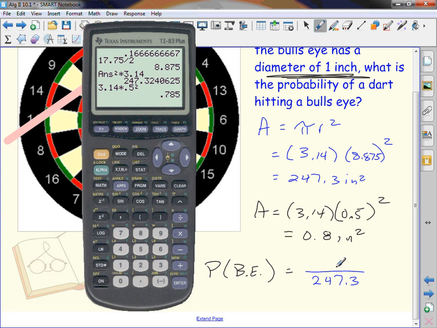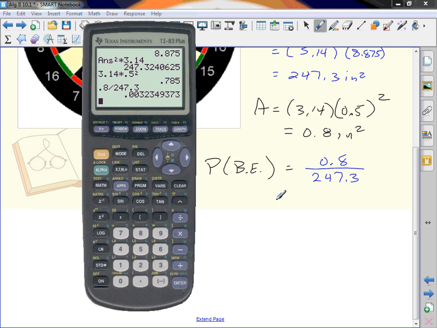And on the top needs to go 0.8. I'm going to take 0.8 divided by 247.3. This will tell me the theoretical probability. 0.003, which as a percent means not 3%, but 0.3%. Theoretically, you have less than a 1% chance of throwing a dart in the bullseye.